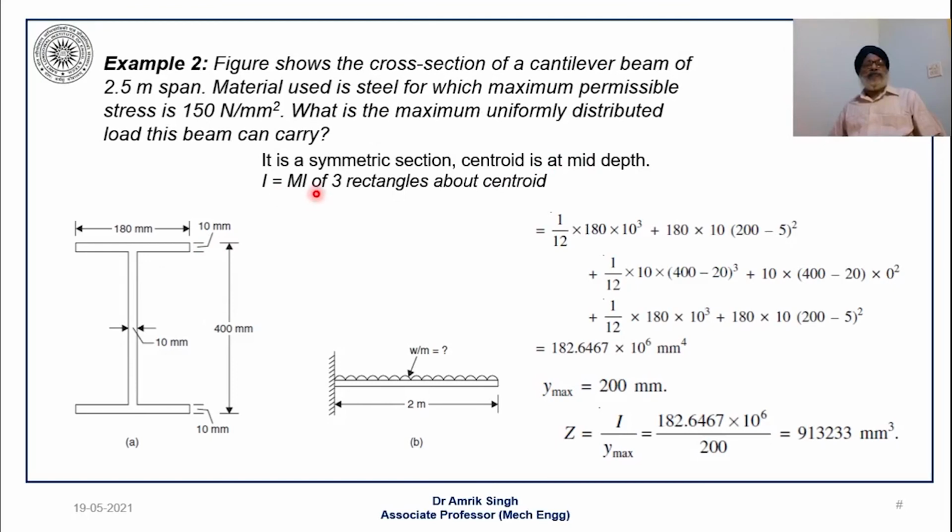So I is equal to the moment of inertia of the three rectangles about this, one is this outer one and two of these. So this way you can calculate, using the formula BD cube upon 12 plus area into the distance between them. This is how you can calculate the moment of inertia of this I-beam, and Y max at the outermost point is given as 200. So Z is equal to I upon Y max, so it will be so much.